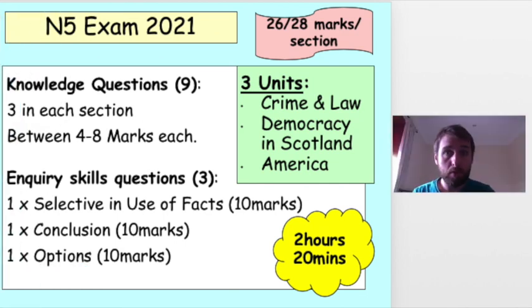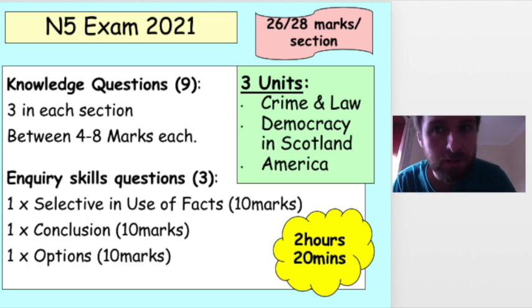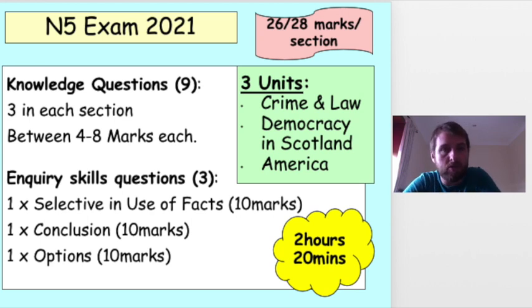Now, when we start looking at the exam for this year, there's three sections to the exam. The exam is split up into the three units that we just talked about: crime and law, democracy in Scotland, and the USA. It's not technically called the USA unit or the America unit because you could cover any world power. It's the world power unit, and we just happen to be choosing the US.